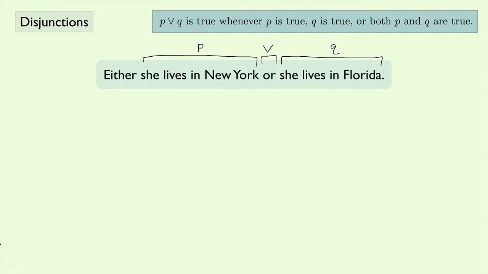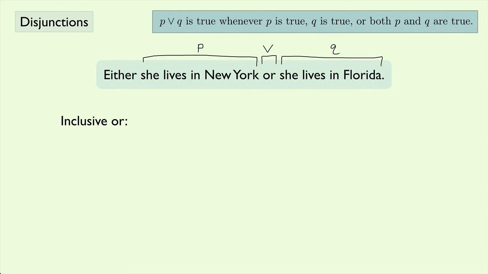Well, here's the problem. The rule we said up here is that P or Q is true whenever P is true, Q is true, or both P and Q are true. But think about it. If this is true, she lives in New York, and this is true, she lives in Florida, then this entire sentence, either she lives in New York or she lives in Florida, would be false. I mean, she can't live in both places at the same time. So something doesn't make sense here. And it turns out there's just two different ways to define or.